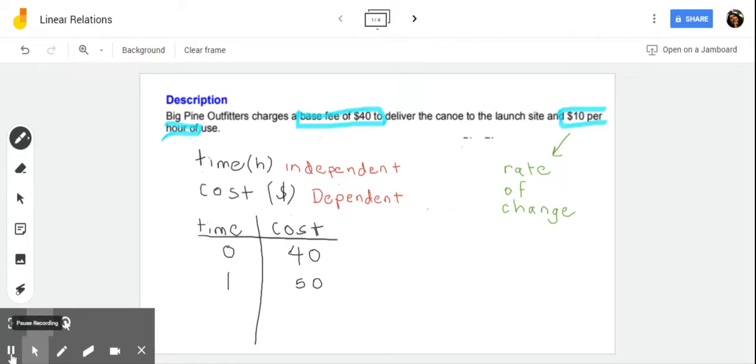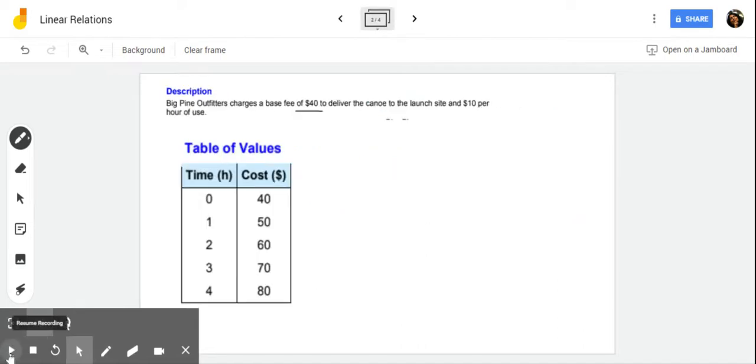What would you pay if you took the canoe for 2 hours? If you said 60, that's correct. Because you paid $40 for the initial amount, and $10 for 2 hours is 10 times 2, which is $20. So $20 plus the 40 gives you the 60. Here's what our completed table might look like.